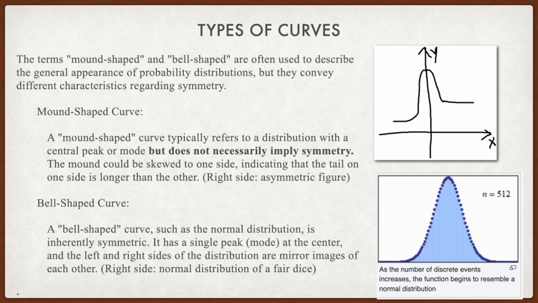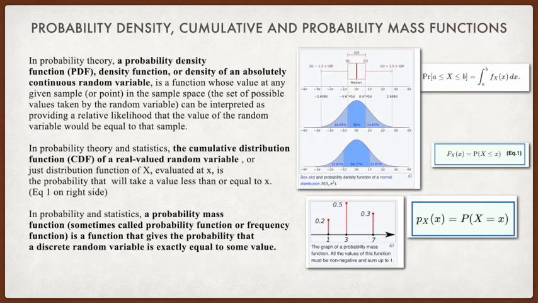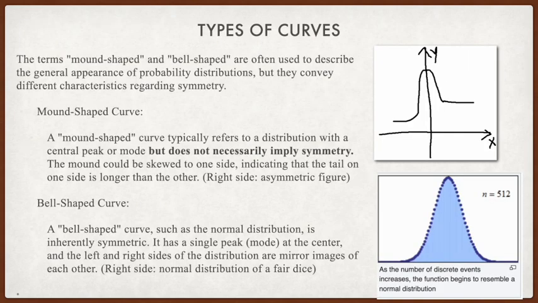Mound-shaped curve, when the curve is asymmetrical, that is, it does not necessarily imply symmetry. The mound could be skewed to one side, indicating that the tail on one side is longer than the other. Like here in this case, in the below diagram, if you see, as the number of discrete events increases, the function begins to resemble a normal distribution.